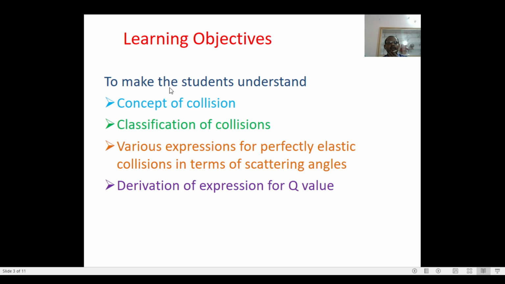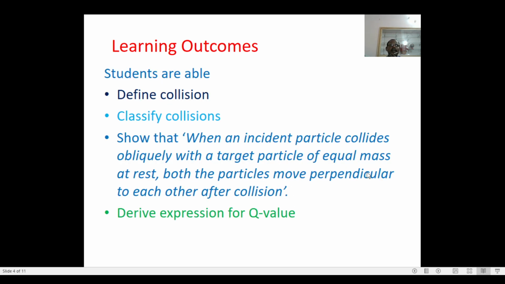Learning objectives. To make the students understand the concept of collision, classification of collisions, various expressions for perfectly elastic collisions in terms of scattering angles, and derivation of expression for Q value. Learning outcomes. Students are able to define collision, classify collisions, show that when an incident particle collides obliquely with a target particle of equal mass at rest, both the particles move perpendicular to each other after collision, and derive the expression for Q value.